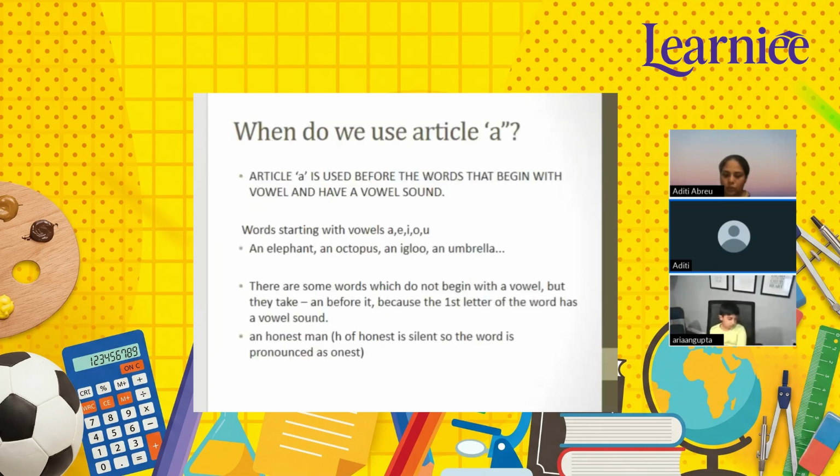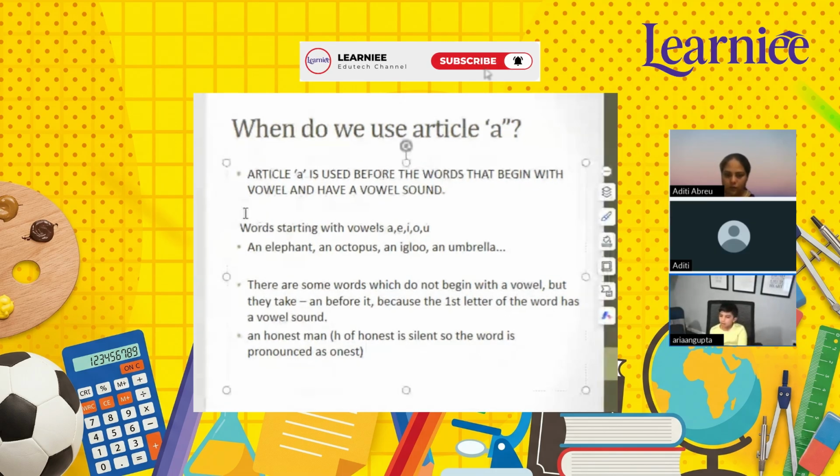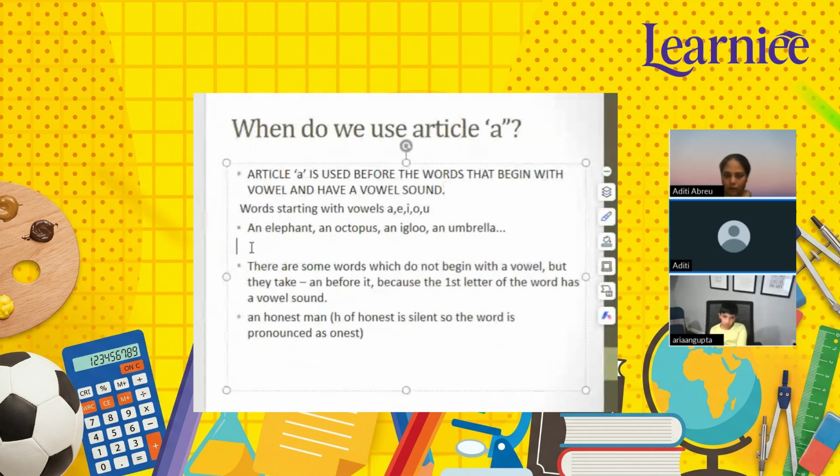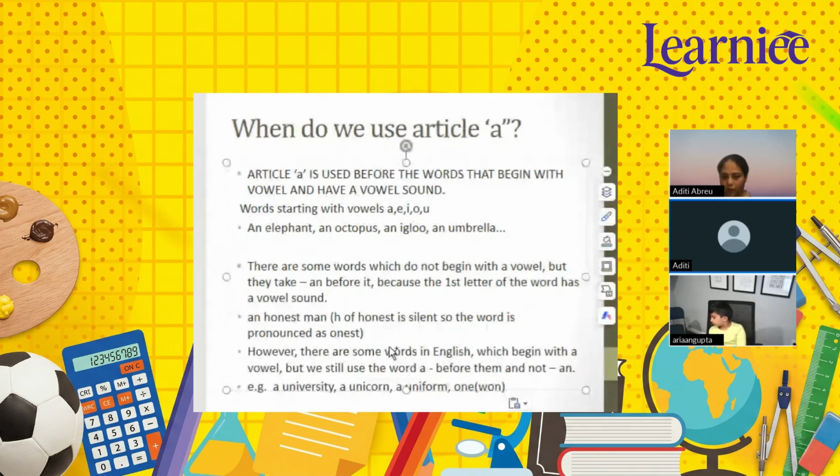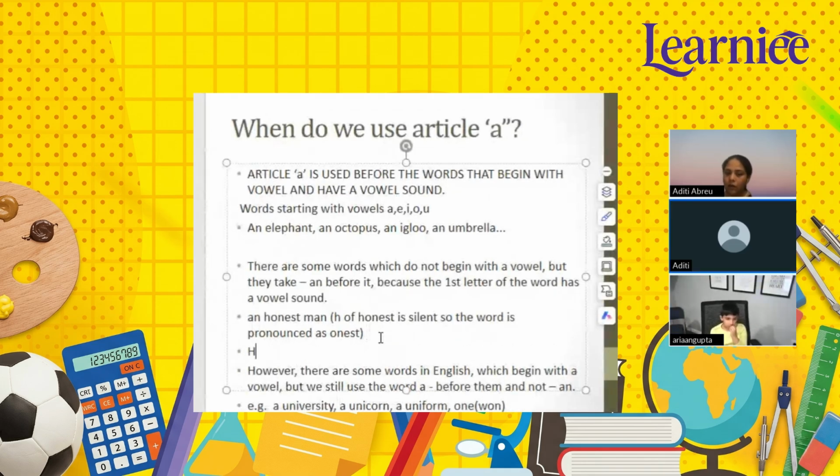Now there are certain rules which are exceptions to the rule. Let me explain that to you. So now you know that before the word which starts with a vowel, I will put an. Like an elephant, an octopus, an igloo, an umbrella. But there are certain words which start with a consonant, like honest, hour, heir. These words start with H, but we put an before them.